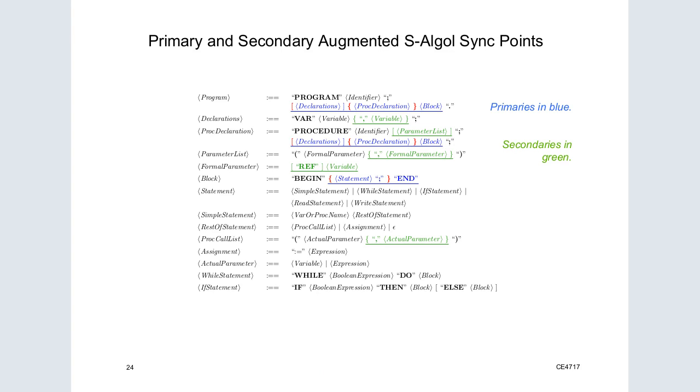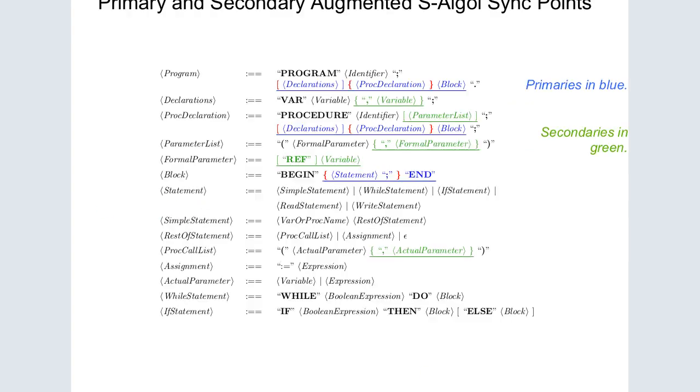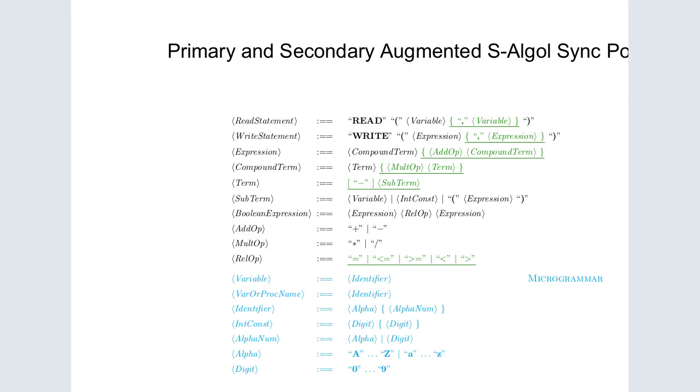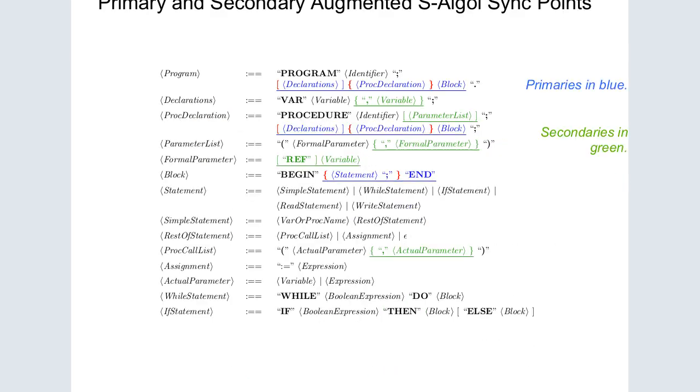Okay, so let's just look at the grammar of the language for the moment. The grammar for the language looks like this. I have it here, and let me blow that up. Yeah, and on the next slide. Okay, so these are all the productions in the language: program, declarations, procedure declaration, parameter list, formal parameter, block, statement, and so on. All of these down here, okay?